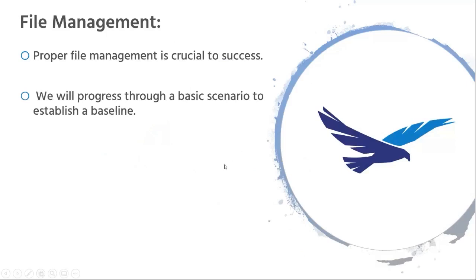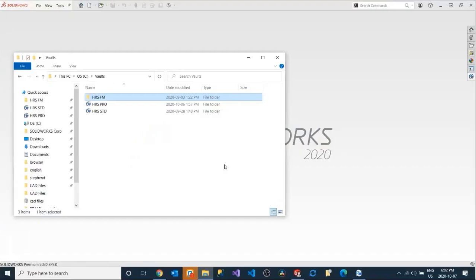So this first scenario that we're going to progress through is basically our baseline. We're going to work in Windows Explorer. We're going to see how to work with SolidWorks files and just do a basic scenario of modifying a part and getting David to release it as my manager. So once we set this up, we'll look at some other scenario possibilities.